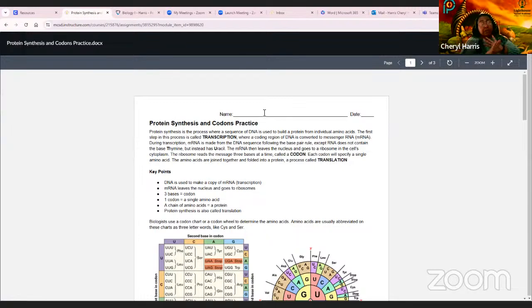So it makes a complete copy, but it's a reverse copy. It's like a negative copy. When you're taking pictures and you have a negative and then you have to develop it into the original picture again, that's kind of what the messenger RNA does. It makes a copy of the information that is kind of opposite to what it says.